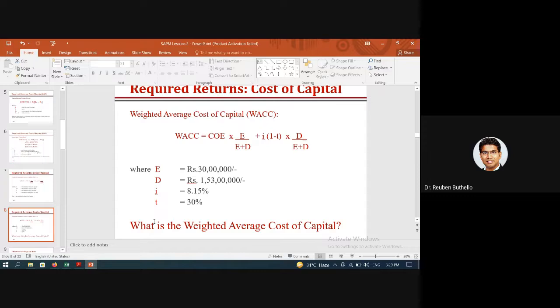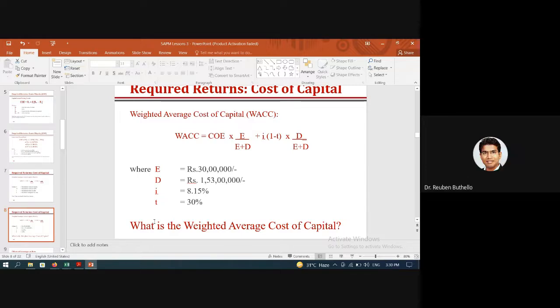Let us assume there's this particular company which has an equity of how much? What is given? 30 lakhs. Yes. And the debt that I have in the company is how much? 1 crore 53 lakhs. Wonderful. What is the interest at which I'm getting this loan from the bank? 8.15%. Okay. And what is the corporate tax rate right now? 30%. Okay.